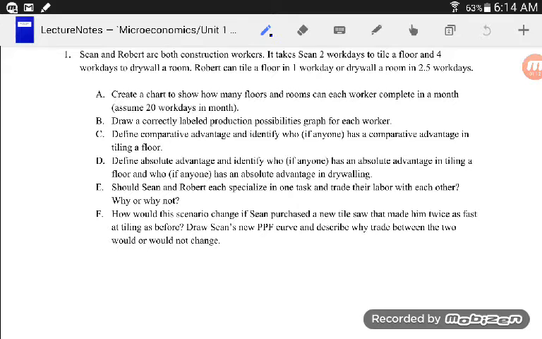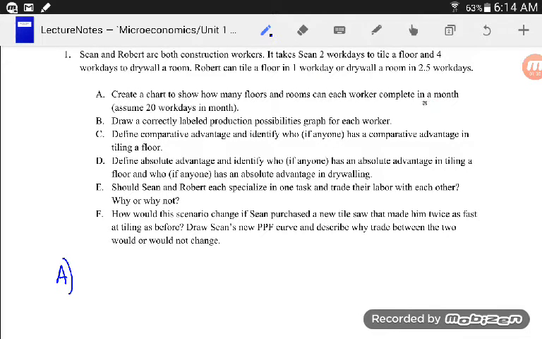They're both construction workers. Sean takes 2 work days to tile a floor, 4 days to drywall a room. Robert can tile a floor in 1 work day or drywall a room in 2.5 work days. So part A, create a chart that shows how many floors and rooms each worker can complete in a month.